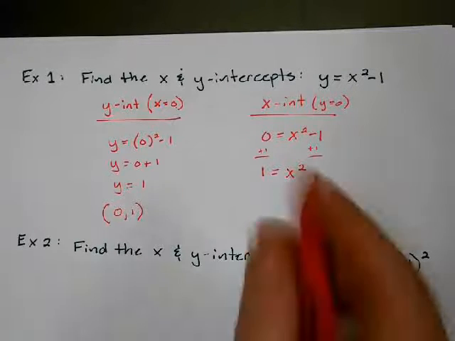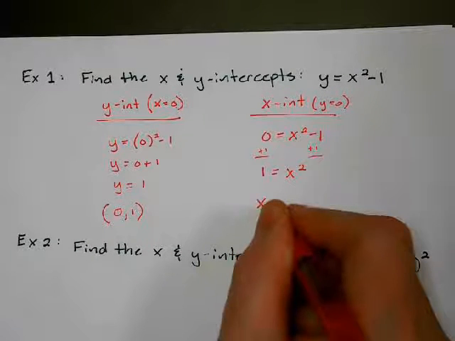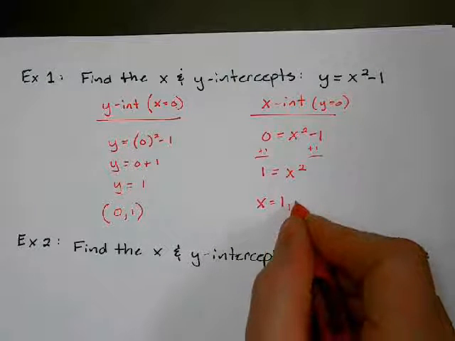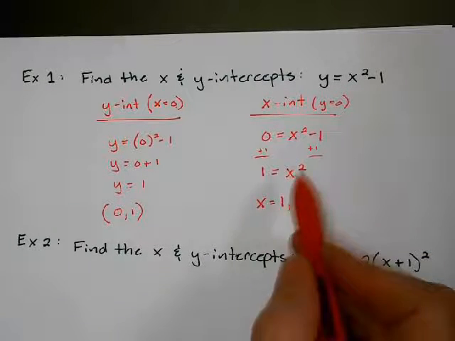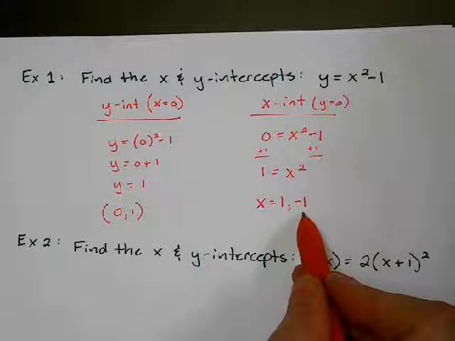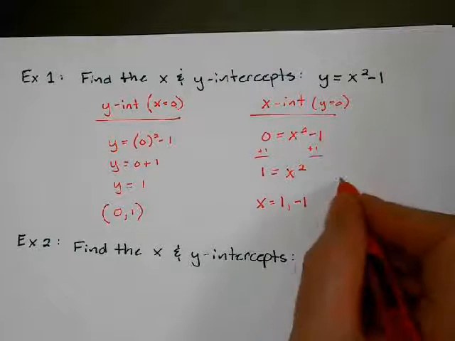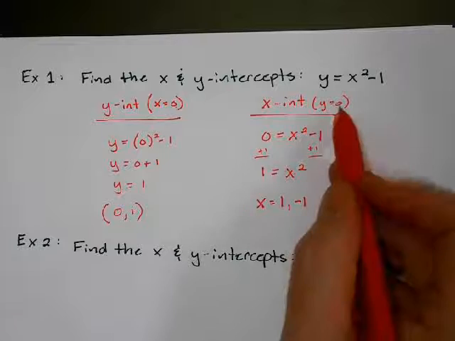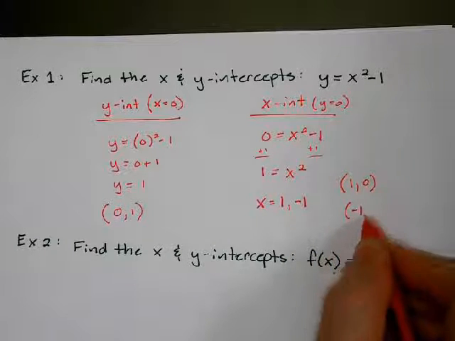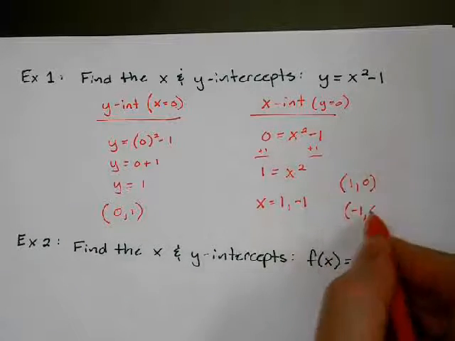So x could be positive 1 because 1 squared is 1, but x could also be negative 1 because negative 1 squared is 1. There's two answers here. That means there's two x-intercepts. Our x-intercepts would be 1 and then the y value is 0, and negative 1 and the y value is 0. So there's my two x-intercepts.